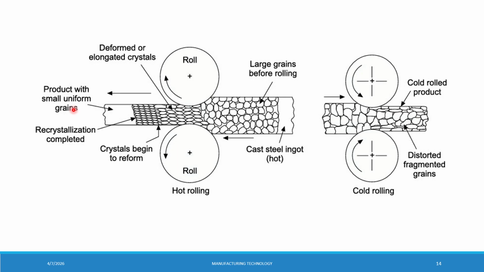And as the material starts cooling, the recrystallization happens, because the temperature now goes below the recrystallization temperature, especially for steel, below 700 degrees Celsius, and it starts to form the actual product.